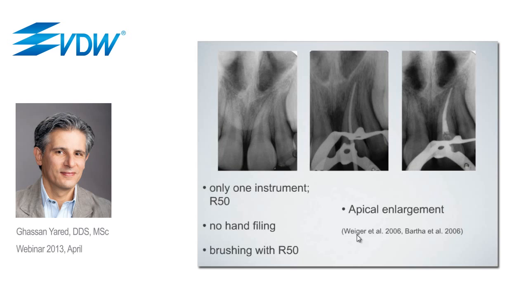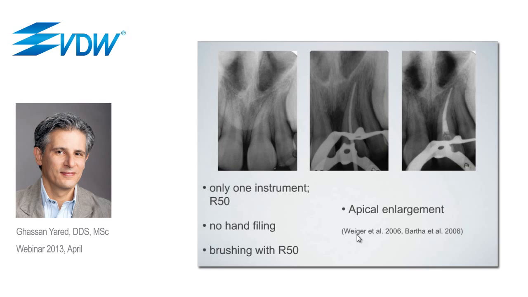As I said earlier, the reciprocating instruments can be used in a brushing motion at any time of the canal preparation, at the beginning to obtain a straight line axis, or at the end to have a greater taper. The reciprocating instruments are very efficient in a brushing motion. Now, in a case like this one, if an apical enlargement is needed, it can be done very easily.